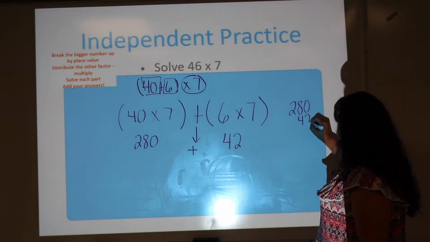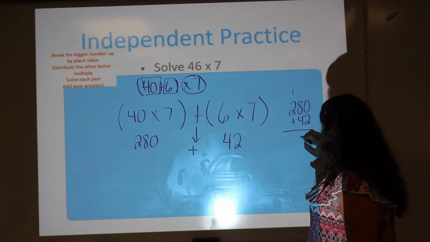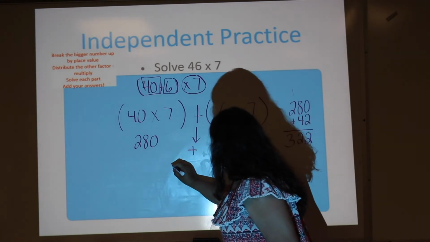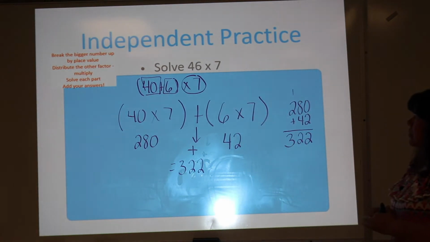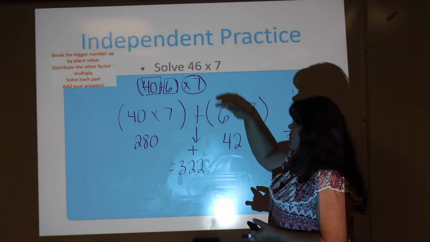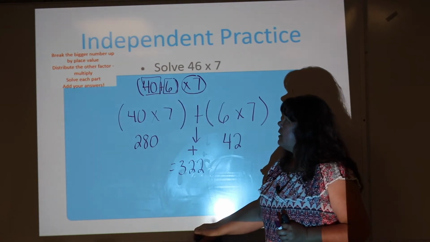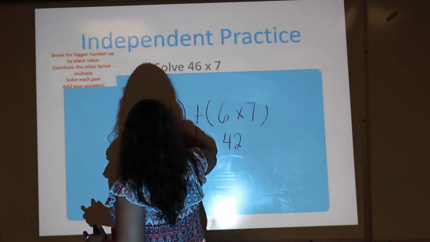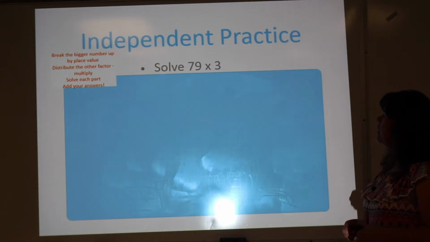280 plus 42. 322 would be my answer for this one. So 46 times 7 is 322. And then all I have to do is just bring everything and work it through as I'm following my steps, breaking it apart. Okay, let me erase this. That was a big one.